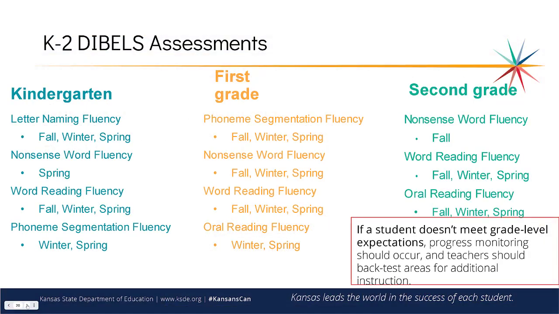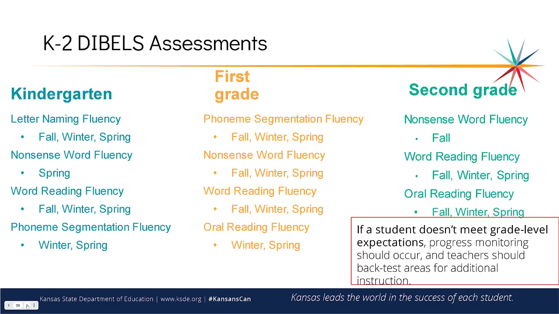On the screen, you will see the subtests that are given at your grade level or grade levels. And as we walk through these slides, please note the subtests that are given to your students. In kindergarten, students will complete letter naming fluency, fall, winter, and spring. They will complete nonsense word fluency in the spring. They will complete word reading fluency, fall, winter, and spring, and phoneme segmentation in the winter and spring.